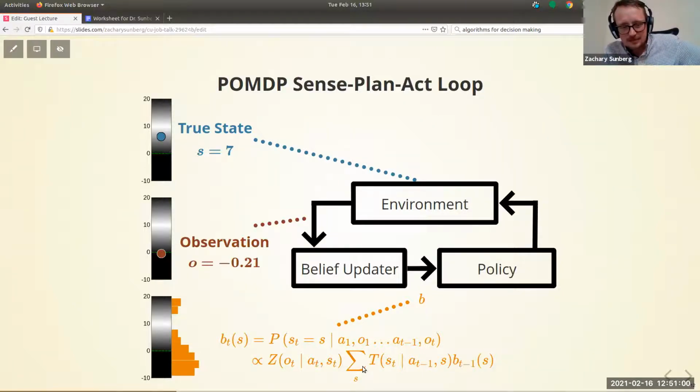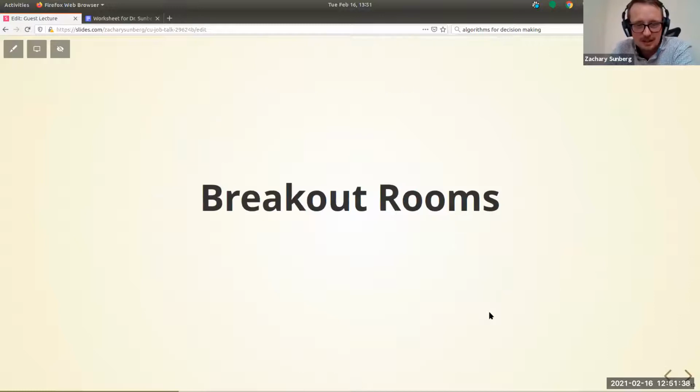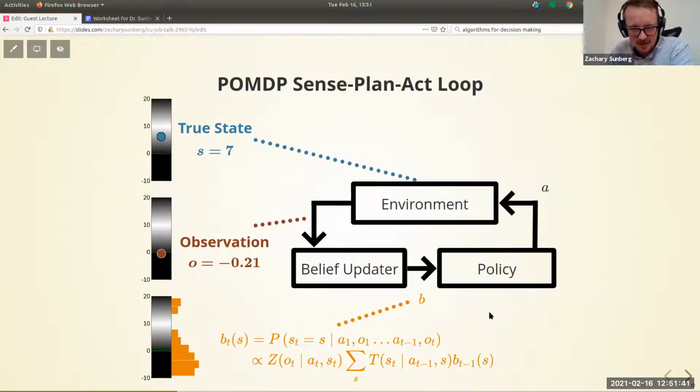So this Bayes' rule update allows us to get a distribution over where we think we are in the POMDP, and we can make decisions based on that. That distribution is the probability that we're in that state. And then from that, we can execute a policy and take an action, and that changes the environment. Then we get another observation and update our belief, and that will allow us to operate efficiently in this POMDP. So that's kind of the gist of what a POMDP is.